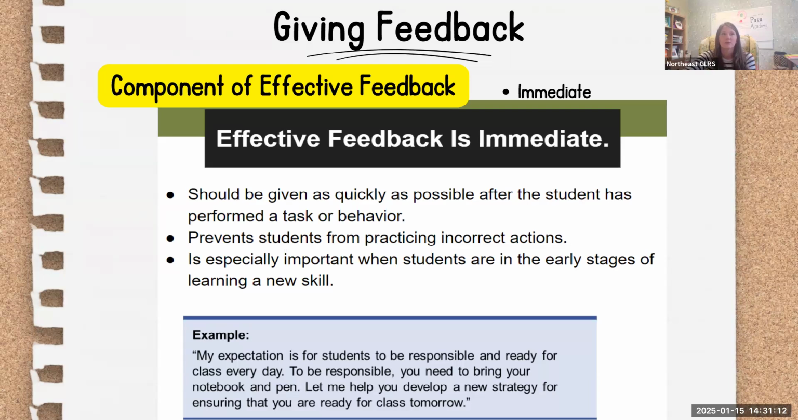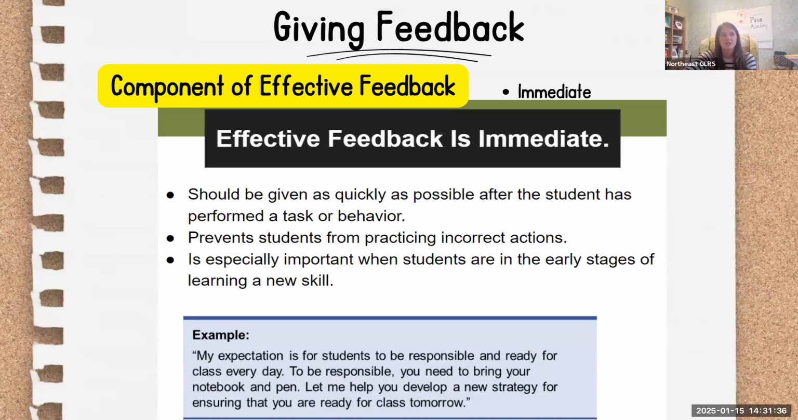Immediate effective feedback prevents students from practicing incorrect actions. So we can keep them from developing incorrect habits by giving that immediate feedback. And immediate feedback is especially important when students are in the early stages of learning a new skill. Here's the example that we're going to work from today.